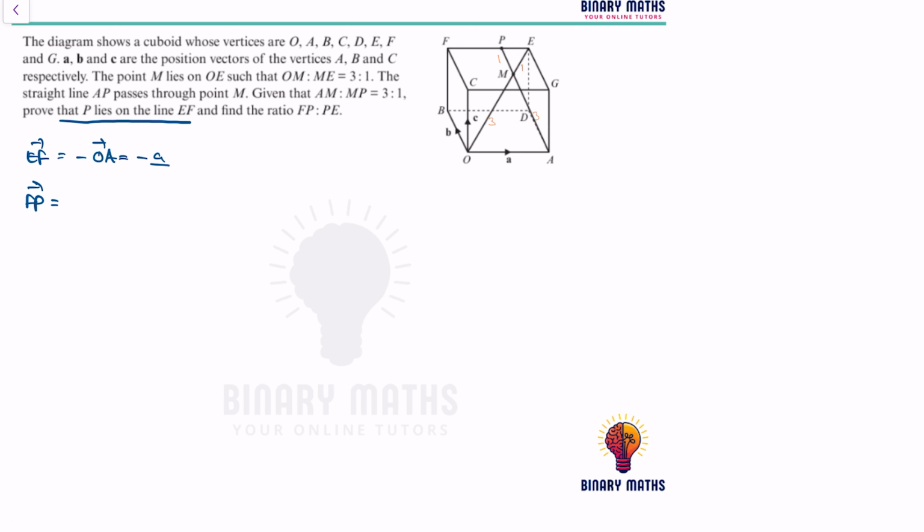FP is equal to FB plus BO plus OA plus AP, all the way like that. So it'll be FB plus BO plus OA plus AP. Now FB is easy, it's just minus C because it's the opposite direction of OC. BO is just negative B because it's in the opposite direction of OB. OA is just A.